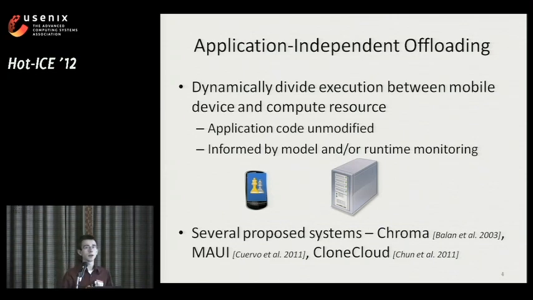Several systems have been proposed that do this. Chroma relies on a tactics file, which has various ways that you could divide an execution between a mobile device and a cloud. Maui's focused on partitioning .NET applications that run on Windows mobile devices. And lastly, CloneCloud is focused on Android devices, partitioning Java applications between a mobile device and a cloud.